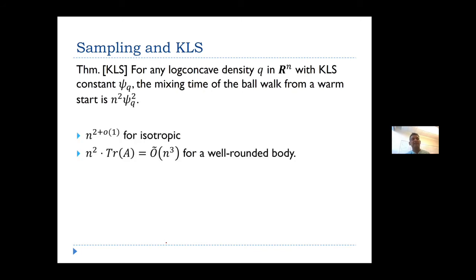Now the second line is important because while sampling is directly related to this isotropic constant, volume turns out to be considerably more difficult. In particular, we'll have to deal with non-isotropic bodies in the course of the volume algorithm. And there, the bound with n squared times the trace of the covariance, which is the bound from Kannan-Lovász and Simonovits, will be important. And that gives n cubed, just to remind you.